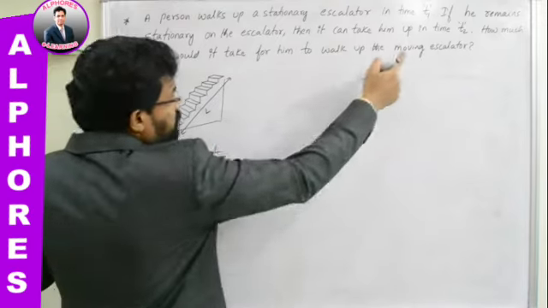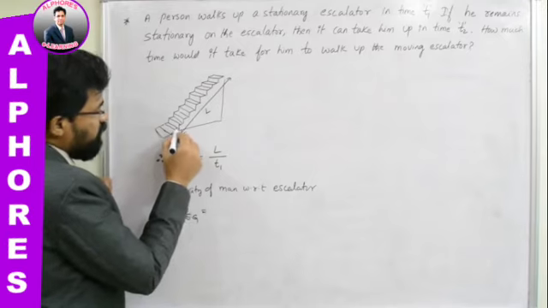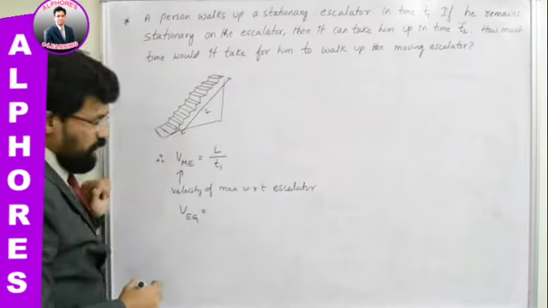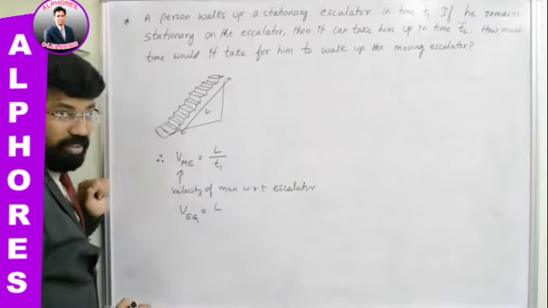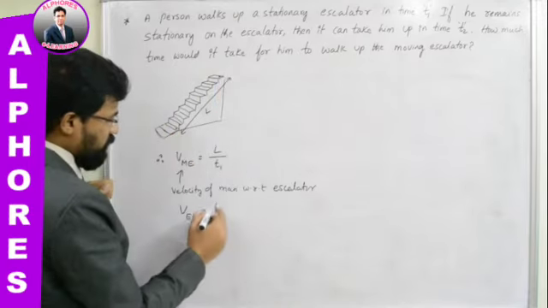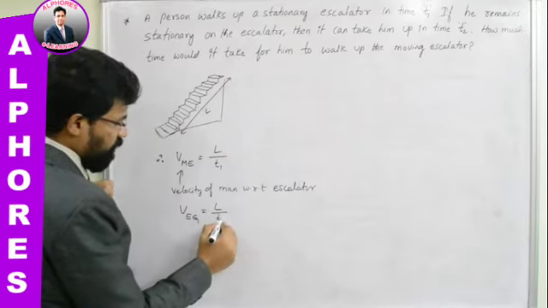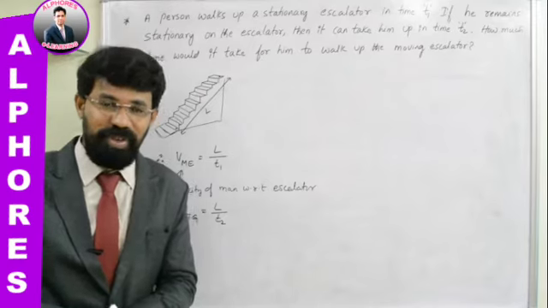Okay, in a time t2, if you focus on this step, this step will cover a distance equal to L. It means it has come here. So the velocity of the escalator with respect to ground can be written as the distance covered by this step of the escalator divided by the time it has moved up, t2 seconds. So that's how you can write the expression for velocity of escalator with respect to ground.